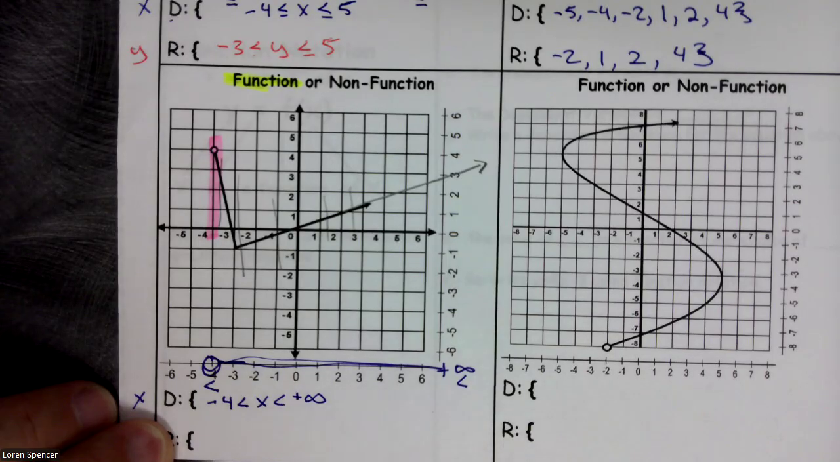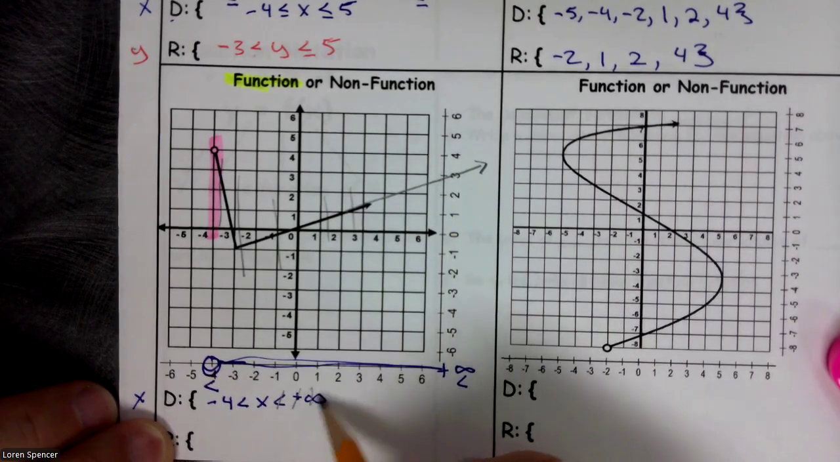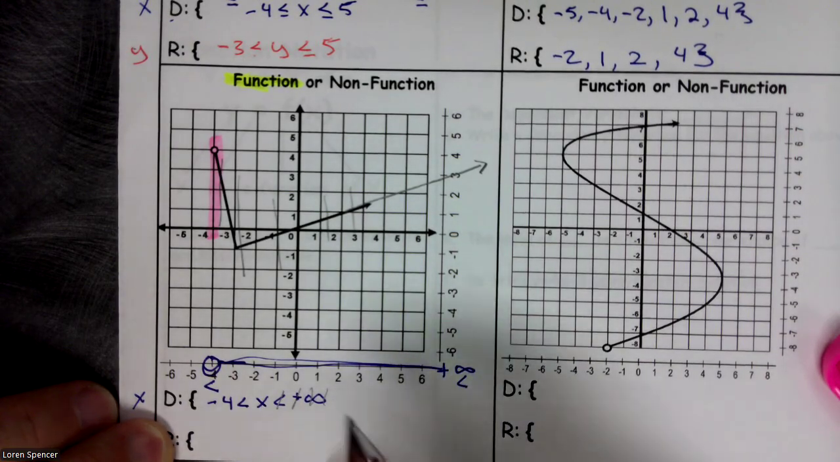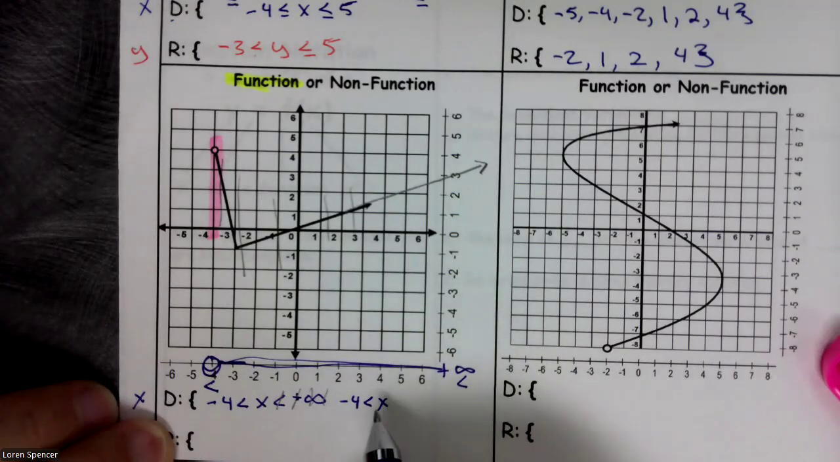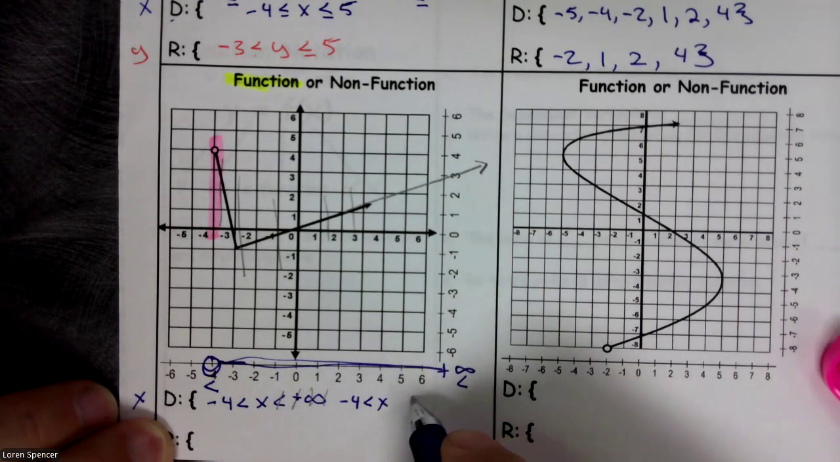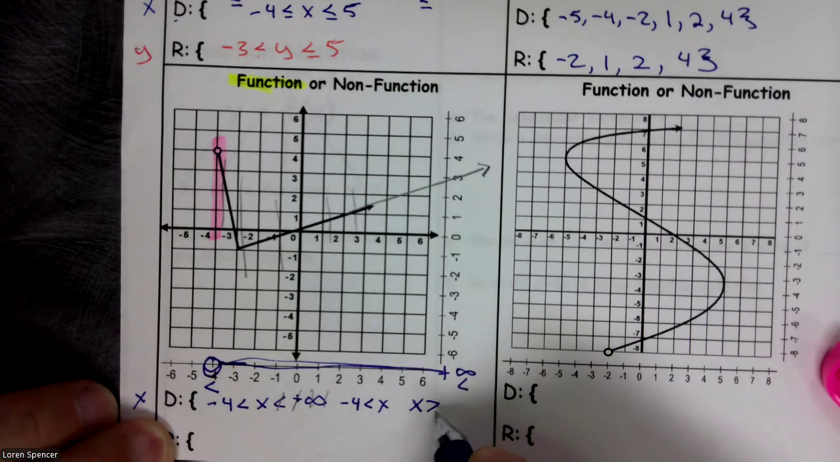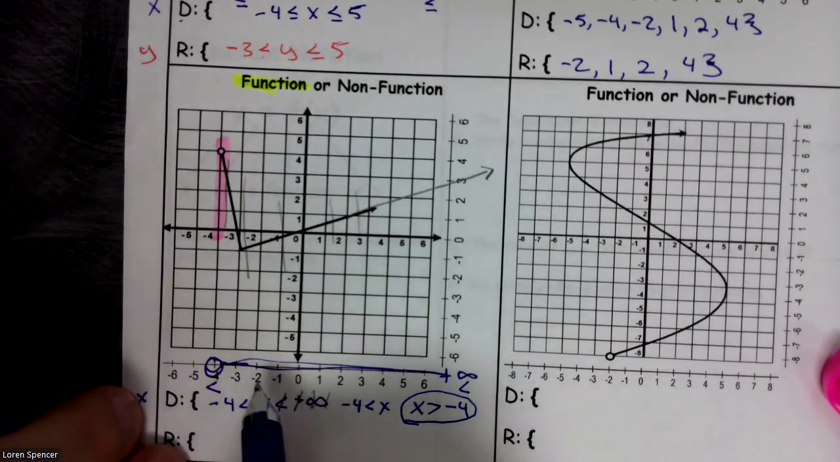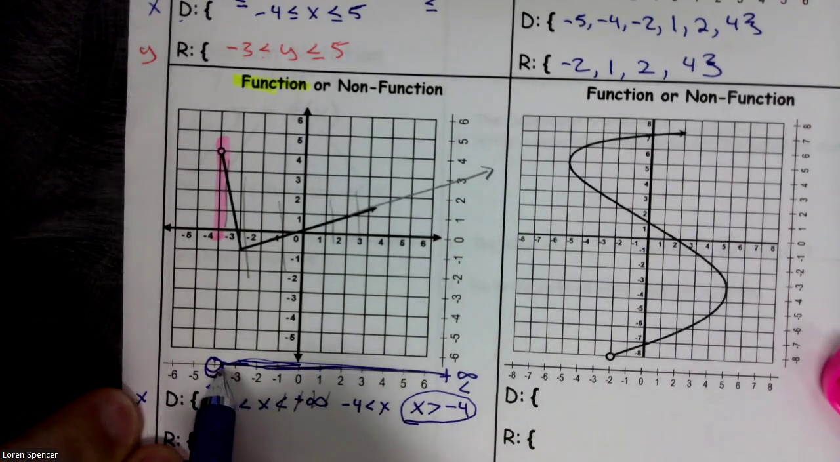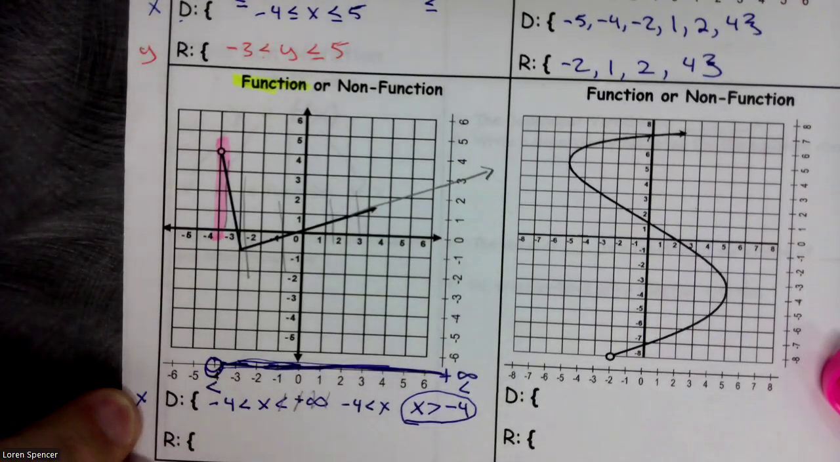However, we're not allowed to leave infinity, so we scratch it out. And now we have -4 is less than x, but the correct way to write this is x is greater than -4. So x is greater than -4. That's our answer. And if we look, we marked all the values greater than -4.